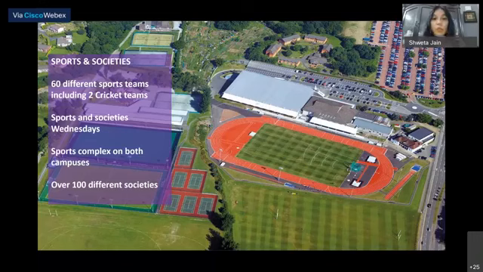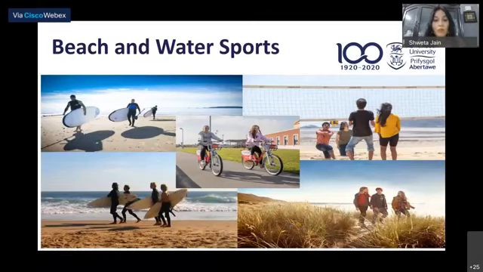A lot of opportunity for beach and water sports because we are a coastal city. You can do water surfing, you can play beach volleyball, and a lot of other sports that you can play when you're there in Swansea.